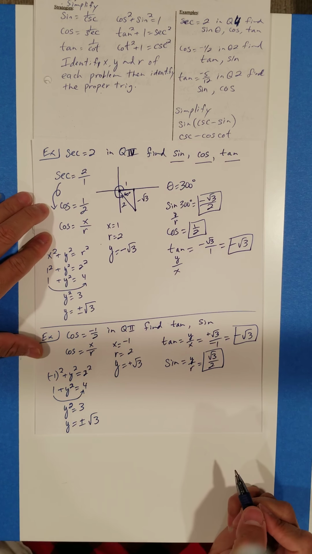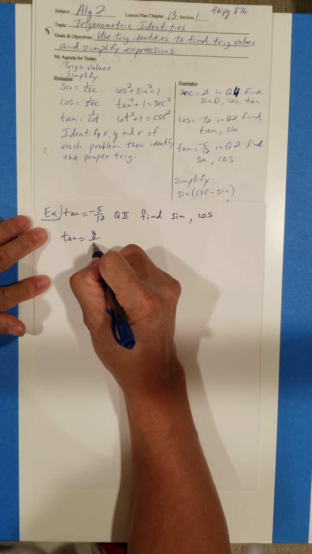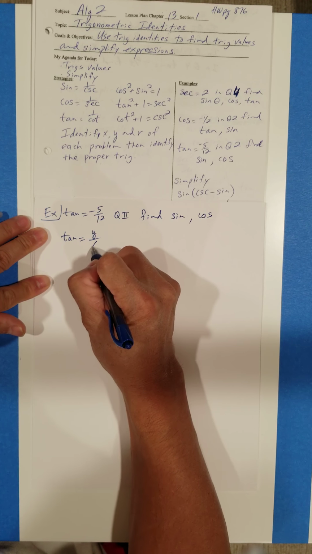So this last example on finding trigs is they tell us tangent is equal to -5/12, in Q2. Find sine, cosine. Tangent has two letters, Y and X. Good. Now, in quadrant 2, is it possible that Y equals -5?